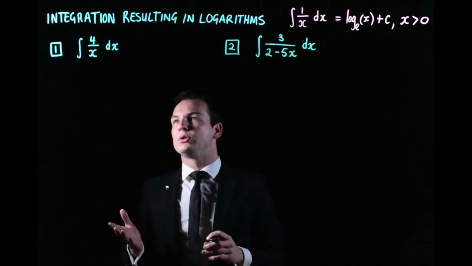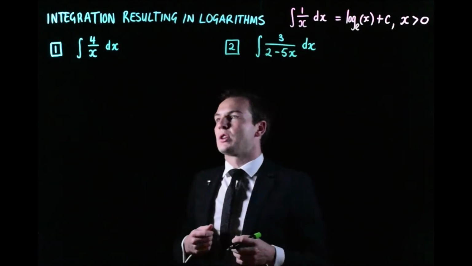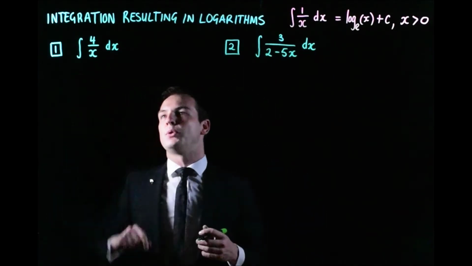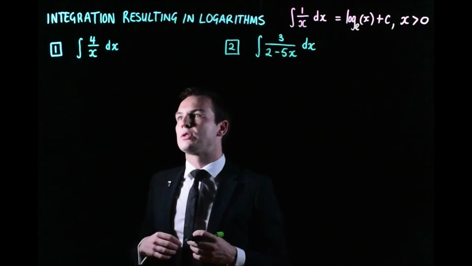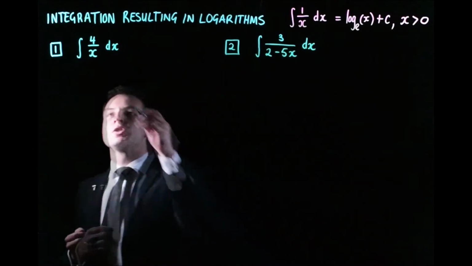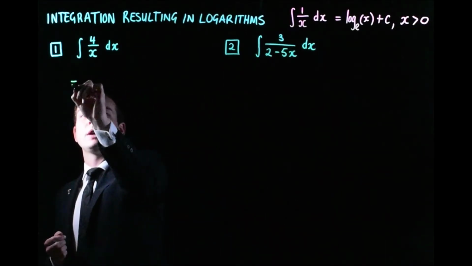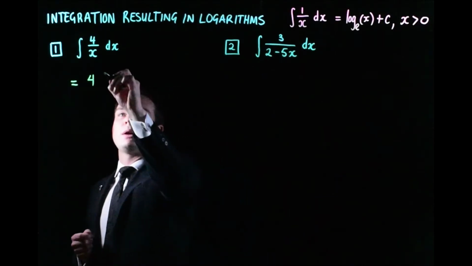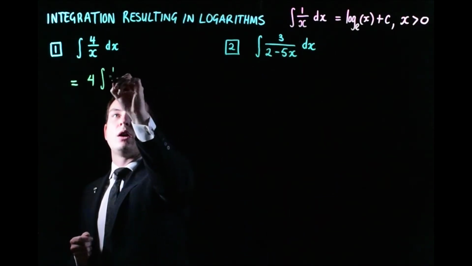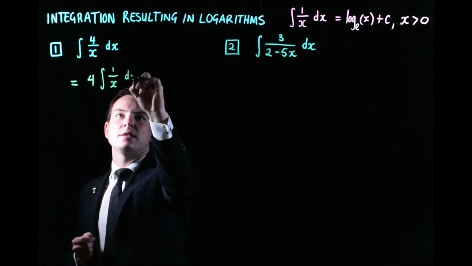So let's have a look at two examples. The first one is we have the integral of 4 divided by x, and we're going to anti-differentiate that or integrate that with respect to x. So one of the rules we can apply when we're looking at integrals is we can take that constant out the front. So this could be written as 4 times the integral of 1 on x dx.